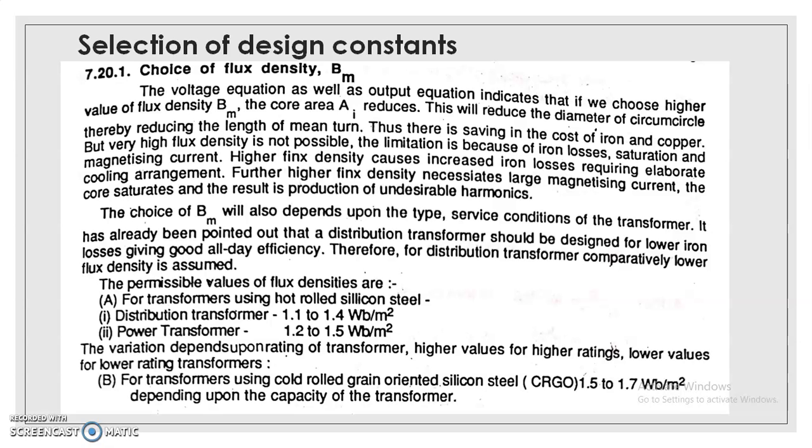Its permissible values of flux densities are, you can see here, for transformers using hot rolled silicon steel. It means if the core is made up of hot rolled silicon steel material, then for a distribution transformer we have to choose Bm between 1.1 to 1.4, and for a power transformer between 1.2 to 1.5 Weber per meter square. And if the core is made up of cold rolled grain oriented silicon steel, then depending upon the capacity of the transformer we can choose Bm between 1.5 to 1.7 Weber per meter square.